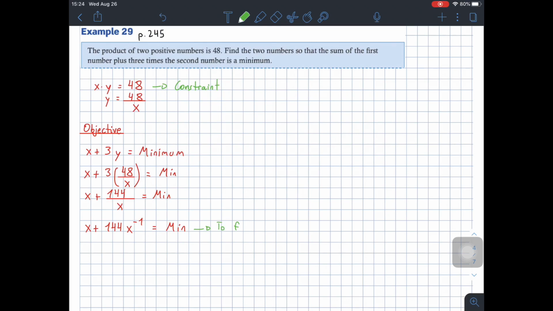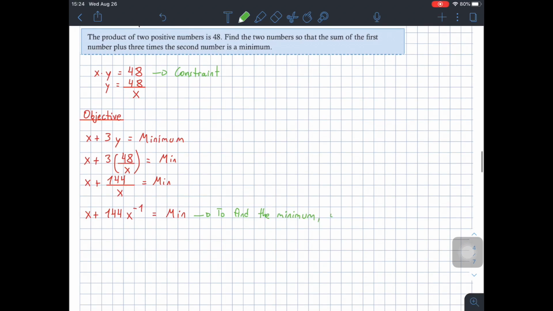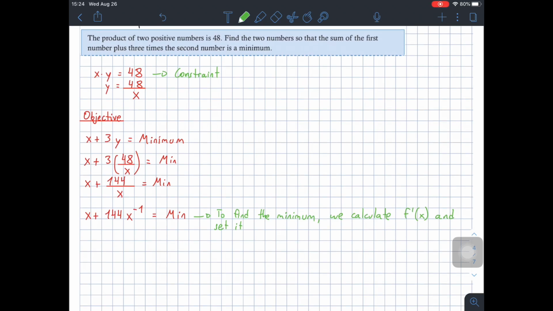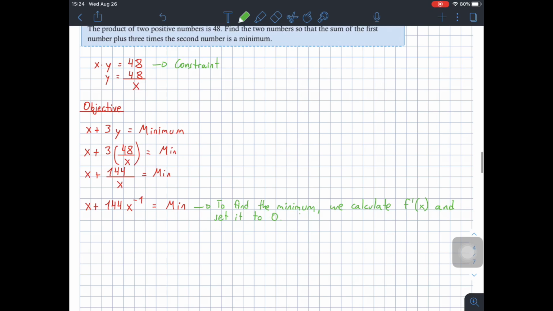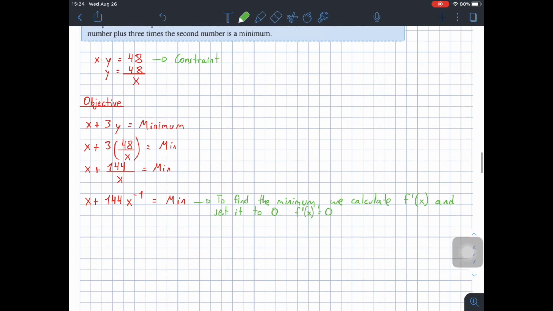To find the minimum, we calculate f prime of x, the derivative of the function, and set it to 0. So we need to find f prime of x and set this to 0. That's exactly what we need to do. So I'm going to differentiate this expression.